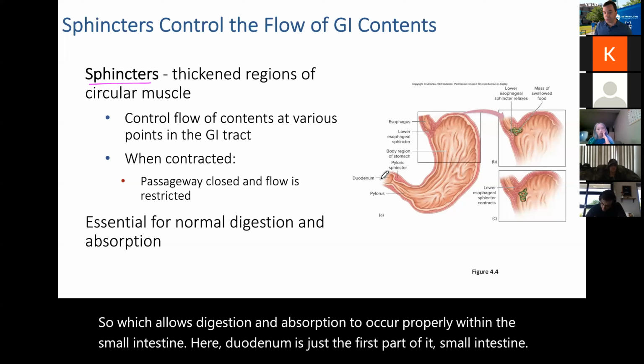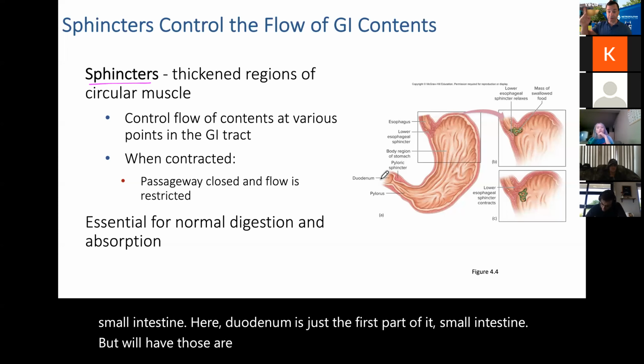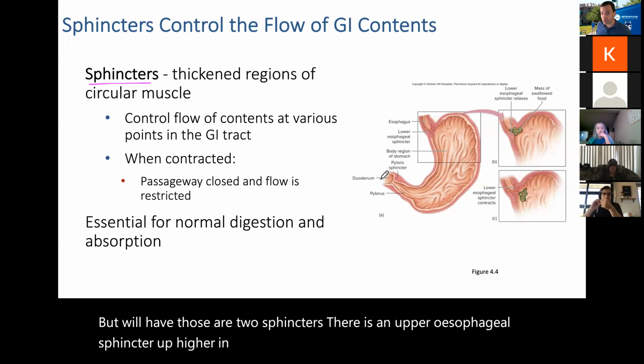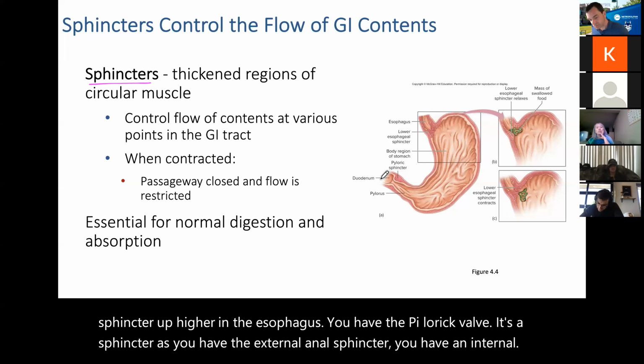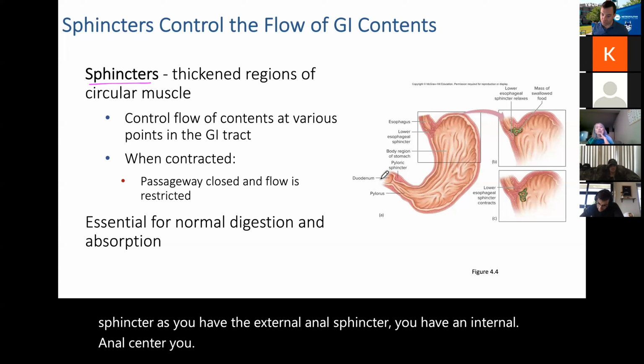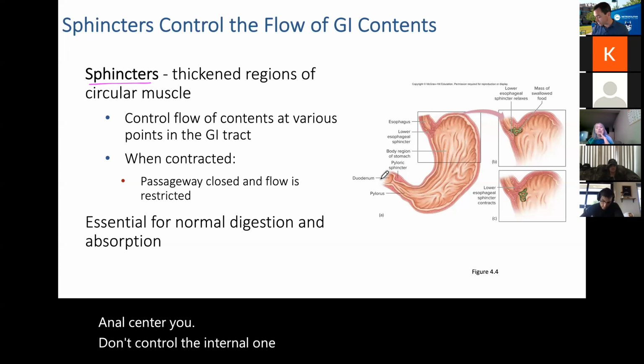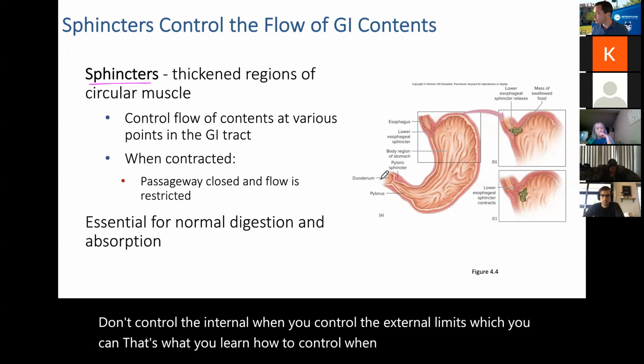Those are two sphincters. There's an upper esophageal sphincter higher in the esophagus. You have the pyloric valve, which is a sphincter as well. You have the external anal sphincter and an internal anal sphincter. You don't control the internal one; you control the external one. That's what you learn to control when you learn to go potty.